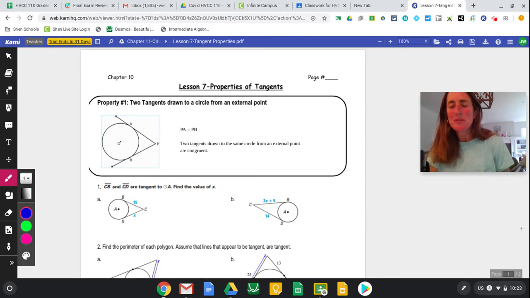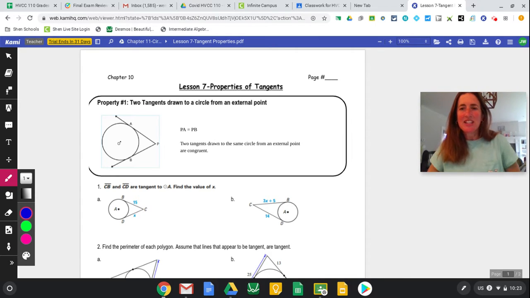Hi, everyone. We only have 3 lessons left for the end of the year. I'm so excited. We can do it, folks. The end is in sight. Today's lesson is properties of tangents. Everything will be about tangents.